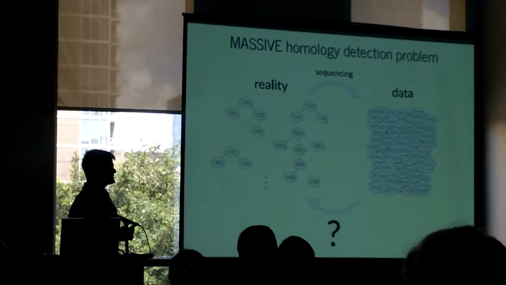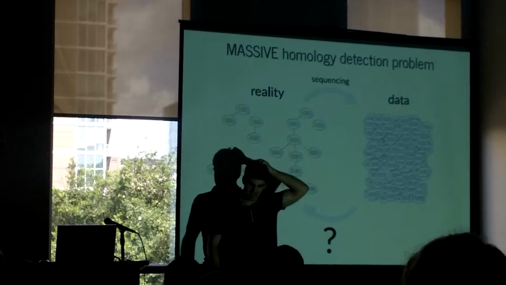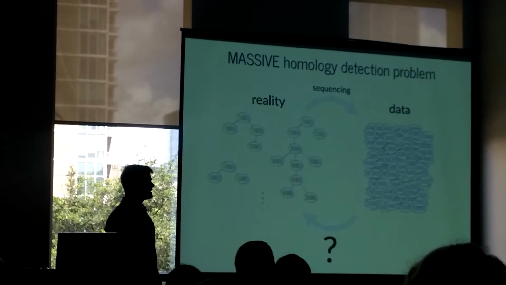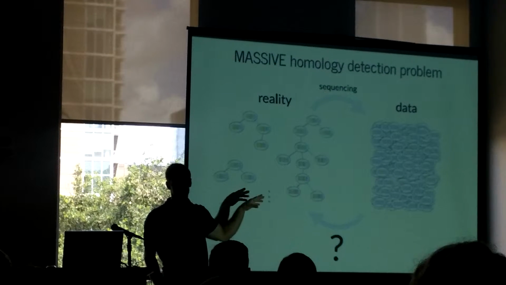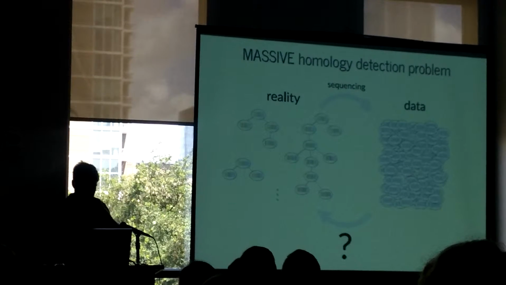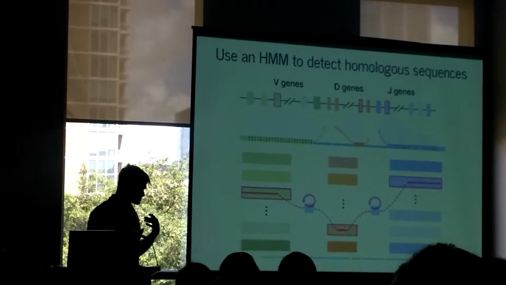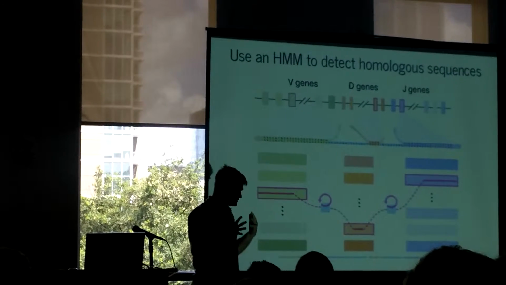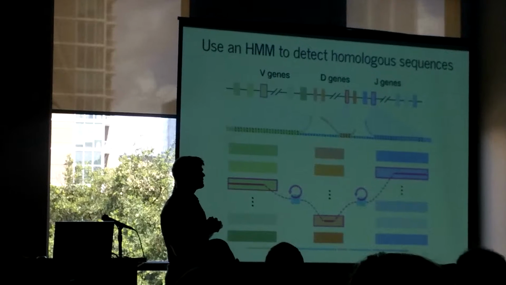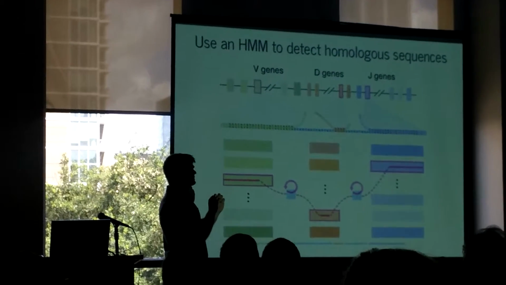So this is the first problem: we need to decide from this big pile of sequences, and when I say big pile, I mean in some of our experiments we have 5 million unique sequences. We need to be able to divide them up into trees so that we can do phylogenetics and learn about the evolutionary process. So the way that we are approaching this is we build an HMM that is a likelihood model of how this VDJ process works, and we use it to decide whether pairs of sequences are homologous or not.